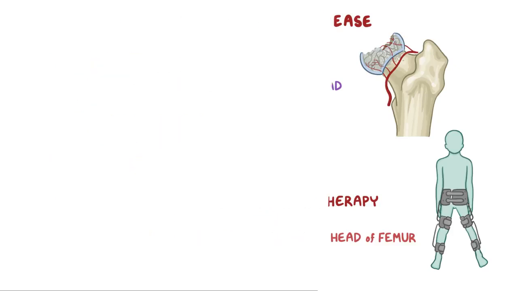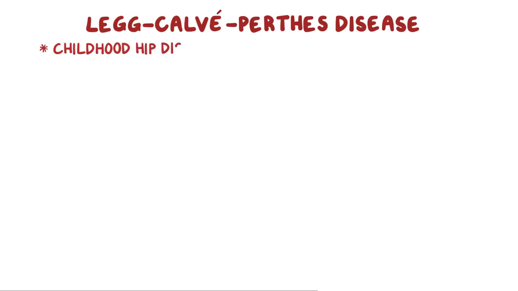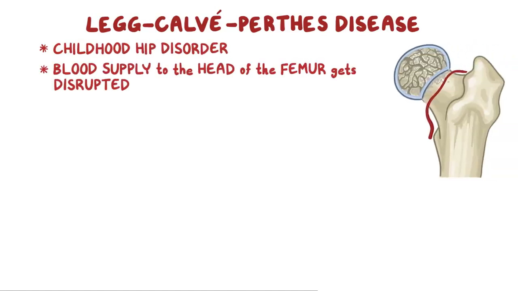Alright, as a quick recap. Legg-Calvé-Perthes disease refers to a childhood hip disorder which occurs when the blood supply to the head of the femur is disrupted for unknown reasons, resulting in avascular necrosis of the head of the femur.